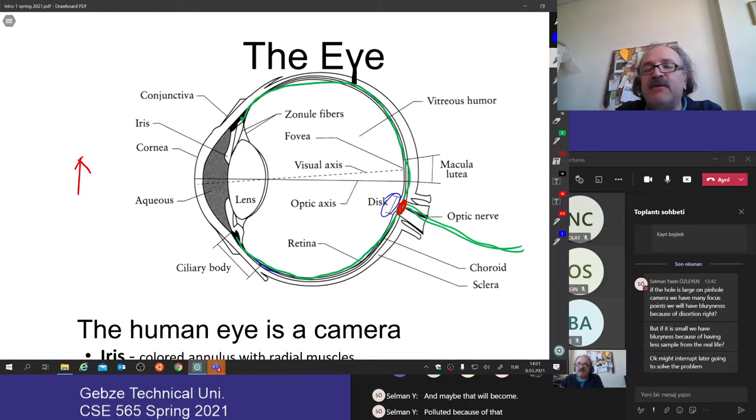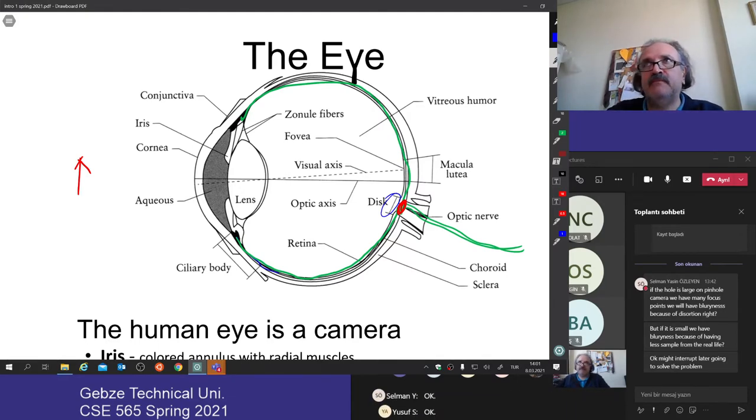No, it is not. Blurriness is not caused by the lesser amount of light. It is caused by the shape of the aperture in that case. Okay. The aperture cannot be too small.